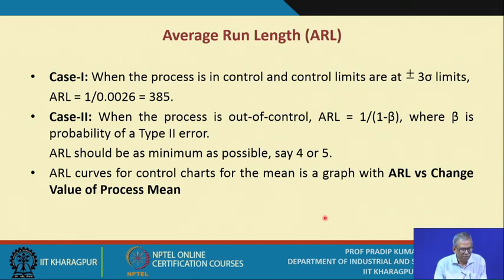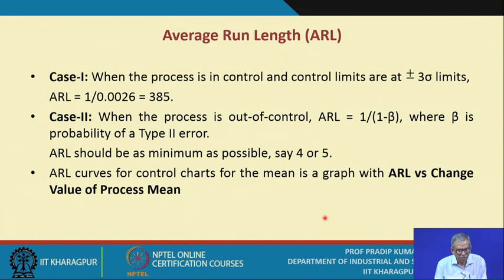Clear? The next case is when the process is out of control. There could be many reasons, which you will come to know later on. So what will be the expression for ARL? ARL is 1 upon 1 minus beta. Beta is the probability of non-detection of the shift, and 1 minus beta is the probability of detection. Beta is the probability of type 2 error.